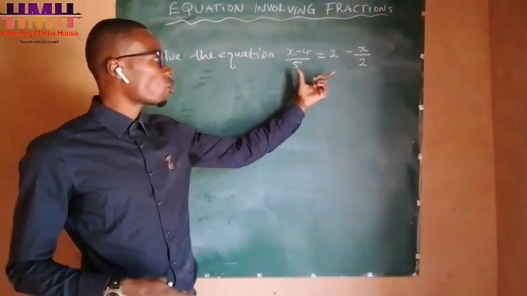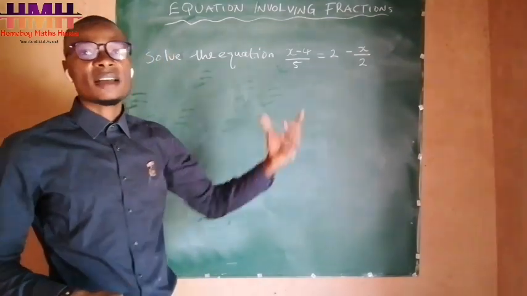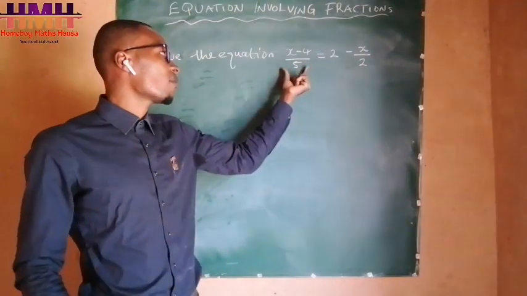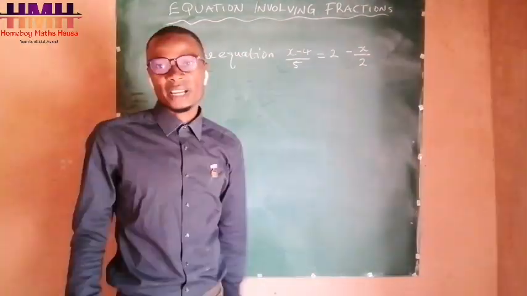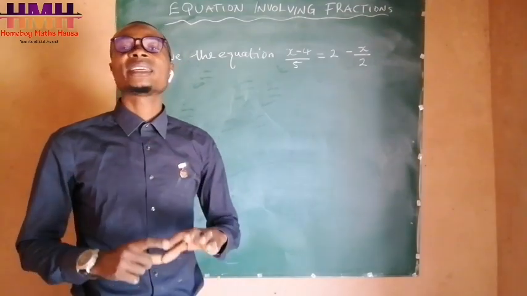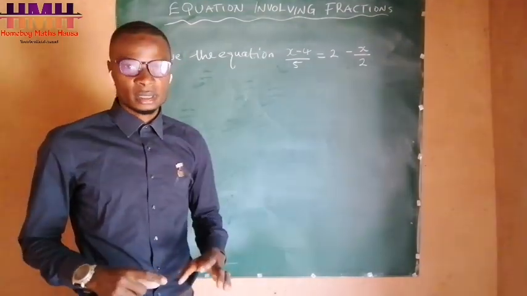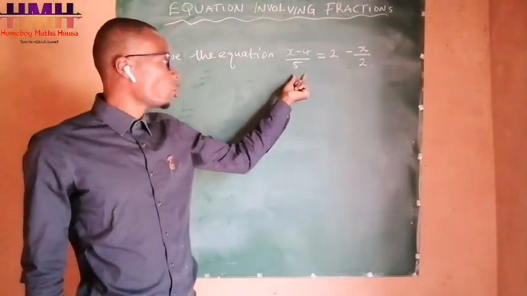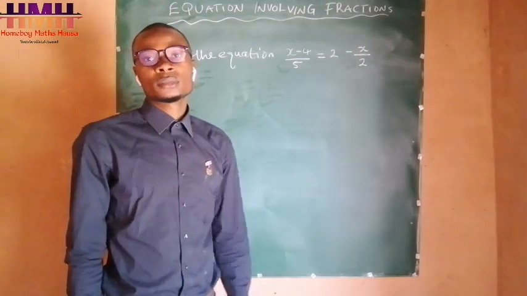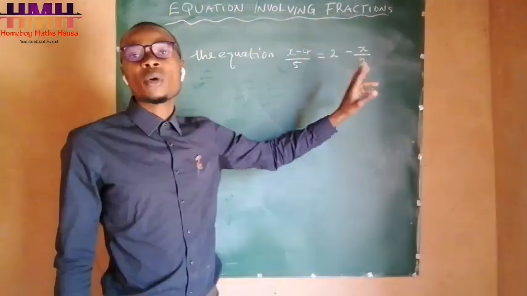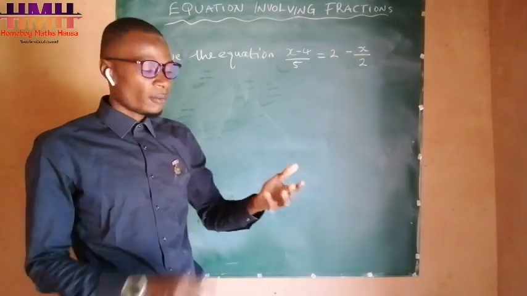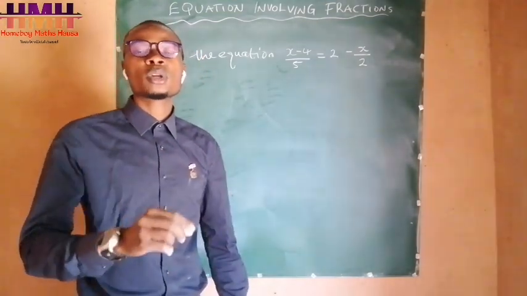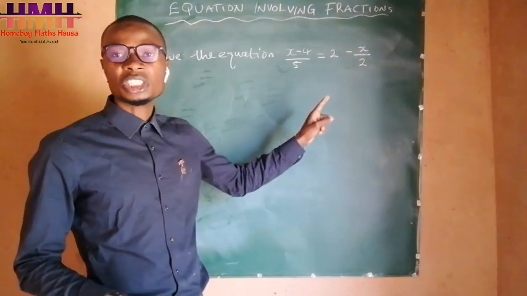So if we are given this equation to solve, first of all, before doing anything, we must clear the fractions. This is a fraction, and this is another fraction. So the way to clear the fractions is that we have two denominators, 5 and 2. We need to find their LCM. What is the LCM of 5 and 2? The lowest common multiple of 5 and 2 is 10.